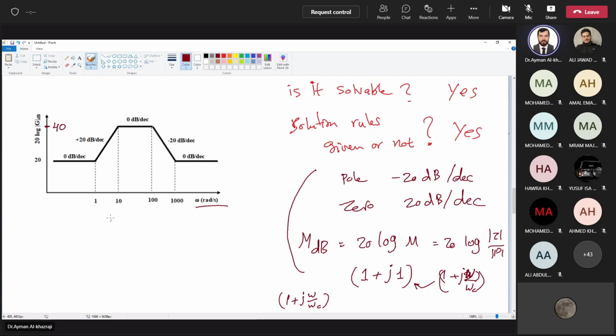Students? 1. Very good. So I have 1 plus j omega over 1, or 1 plus s. This is a zero. That's it. Any magic in this? No magic.